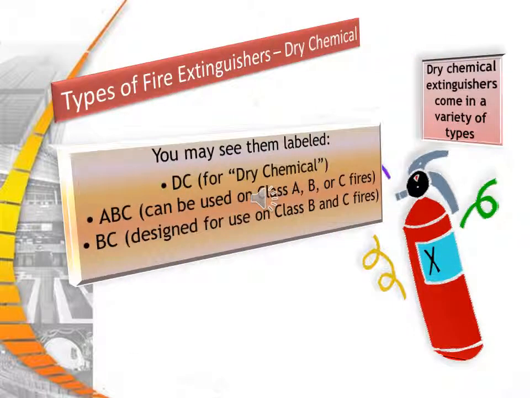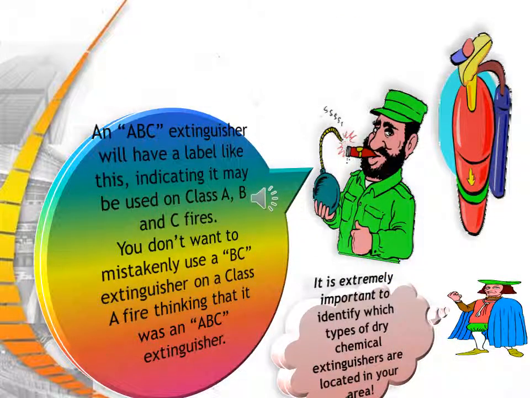You may see them labeled DC for dry chemical, ABC for Class A, B, and C fires, or BC, designed for only Class B and Class C fires. An ABC extinguisher will have a label like this, indicating that it is used on a Class A, B, or C fire. You don't want to mistakenly use a BC extinguisher on a Class A fire, thinking that it is an ABC extinguisher. It's extremely important to identify which types of dry chemical extinguishers are located in your work area or home.